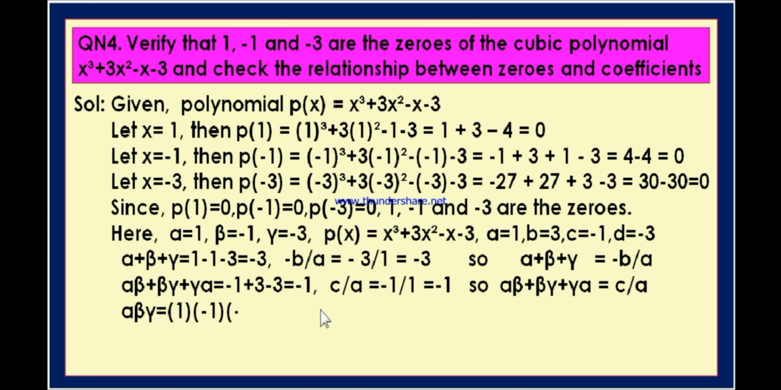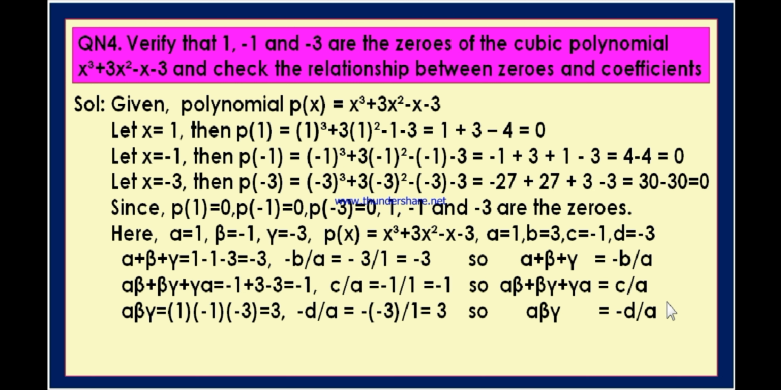Now let us find the product of the zeros, alpha into beta into gamma. 1 into minus 1 into minus 3. 1 into minus 1 is minus 1. Minus 1 into minus 3 is plus 3. Let us find the value of minus d by a. What is the d value? D value is minus 3, a value is 1. Minus of minus is plus. 3 by 1 is 3. If you observe, these two values are equal, so you can say that alpha into beta into gamma is equal to minus d by a.